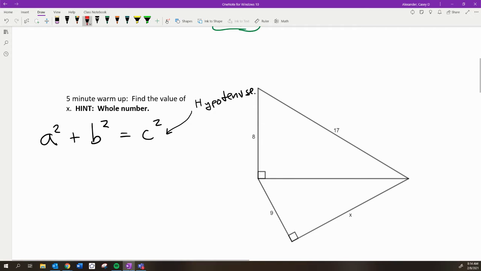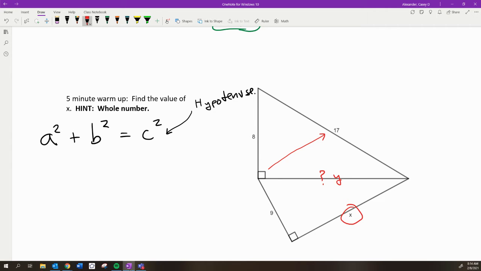So the first thing we did was a 5-minute warm-up where I said, find the measurement of x here. In order to use the Pythagorean theorem, we would need to know two of the sides in the right triangle. We don't know this side here, so let's just call that y. We have to do the Pythagorean theorem twice to figure this out. The first step is to identify the hypotenuse, which, remember, is the side across from the right angle. It's also the longest of the three sides.